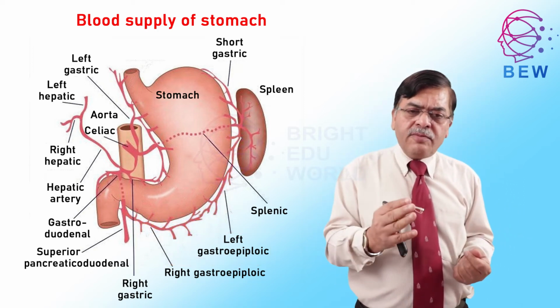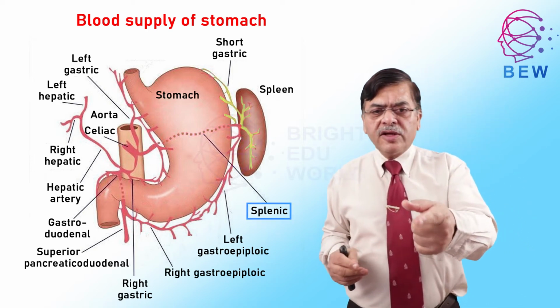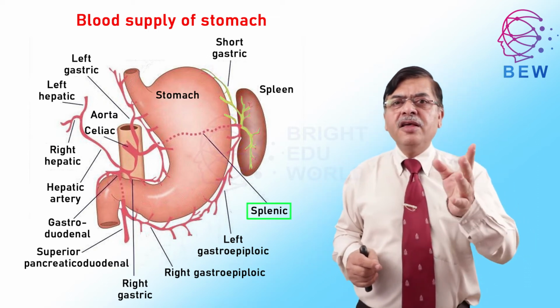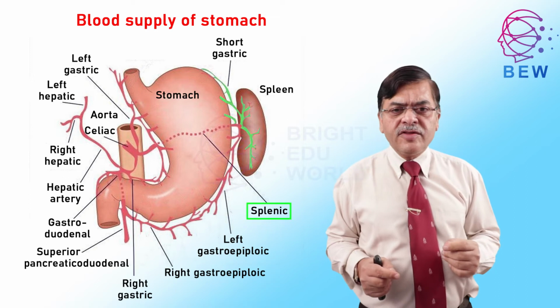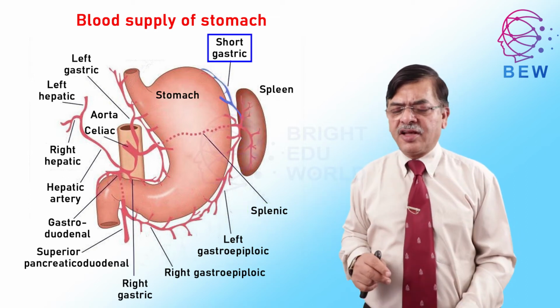And from the splenic artery, there are multiple, about 5 to 7 branches. You can see those small branches taking origin from the splenic artery. They supply the upper part of the greater curvature of the stomach and the adjoining part of the spleen. These are called short gastric arteries.